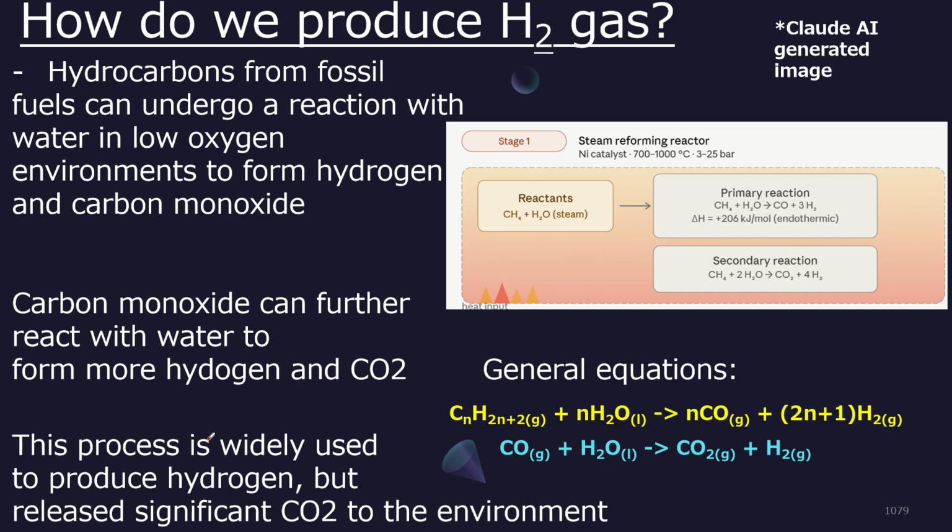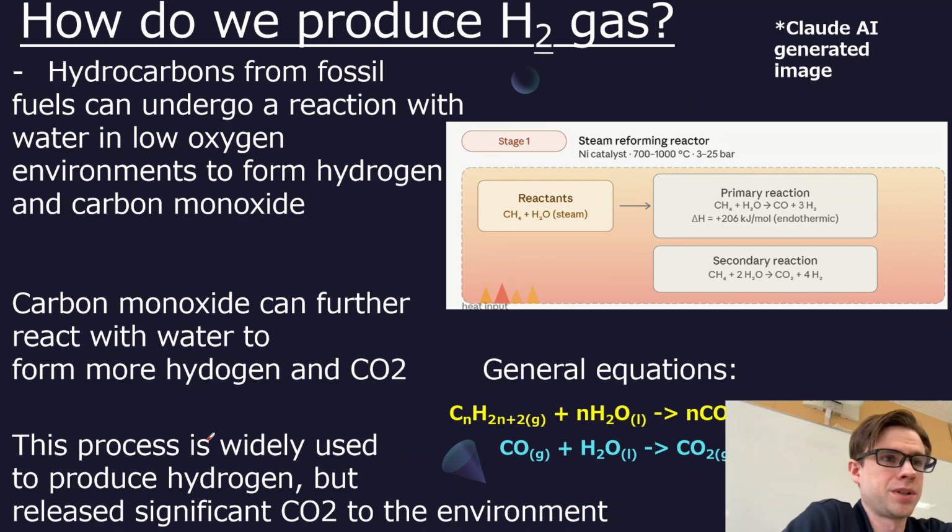Now, hydrocarbons from fossil fuels can undergo a reaction with water in low oxygen environments to form hydrogen and carbon monoxide. So your fuel plus water in the form of steam, that's why it's called steam reforming, goes to carbon monoxide, CO, and H2. So this is not combustion. It's like another kind of anaerobic, low oxygen environment rearrangement of these atoms into CO and H2. And we can also have CO itself do another reaction with water to make CO2 and H2.